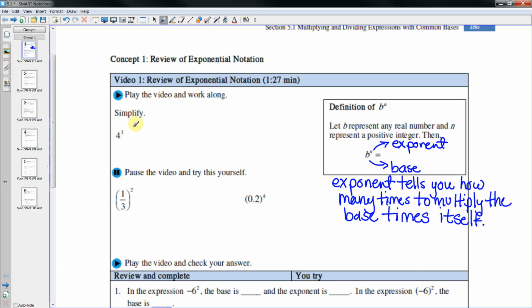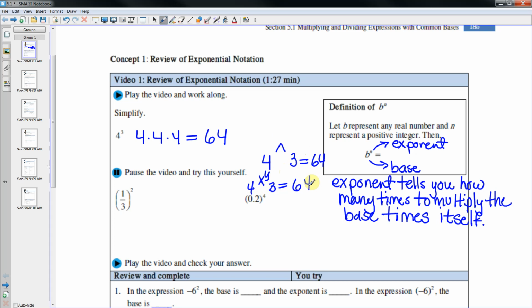So if we have 4 cubed, that would be 4 times 4 times 4, which would be equal to 64. Now you can do that on your calculator. Some of you have a little rooftop button, the caret, so you take 4, hit the caret button and then 3, and you would get your 64 that way. Some of you may have an x to the y button, and it would be the same thing. You'd hit 4, x to the y, and then 3, and that would give you the 64.